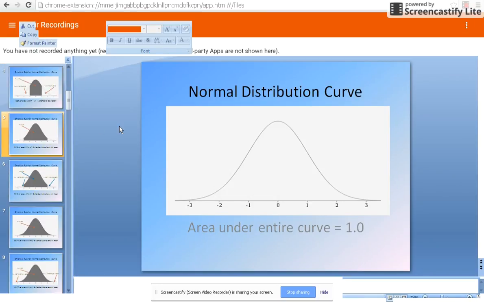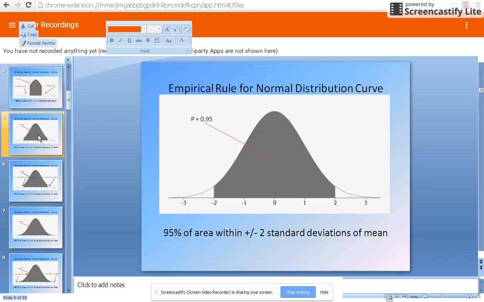Okay, so we are looking at the normal distribution curve. And this first curve shows us that the area under the entire curve is 1.0. And as we go to the second slide here, we can see that the curve is symmetric.